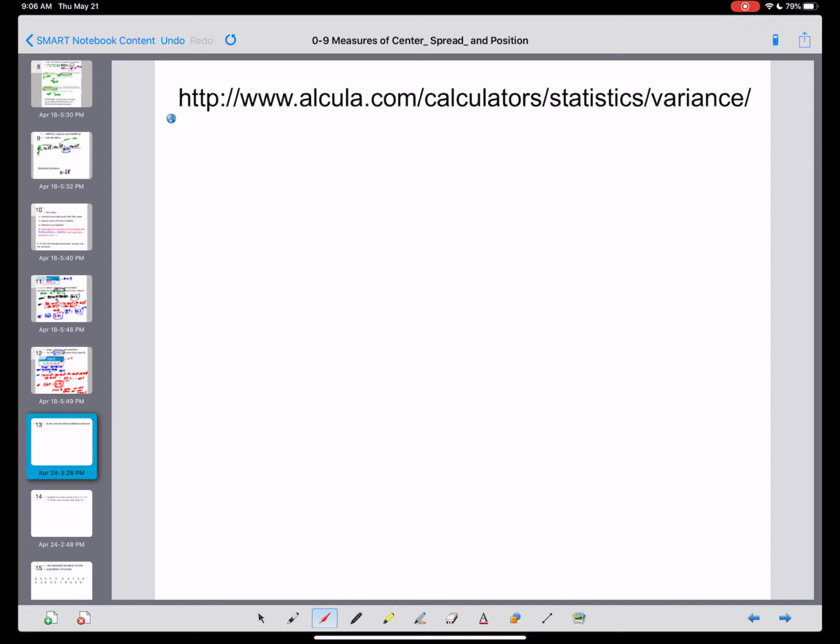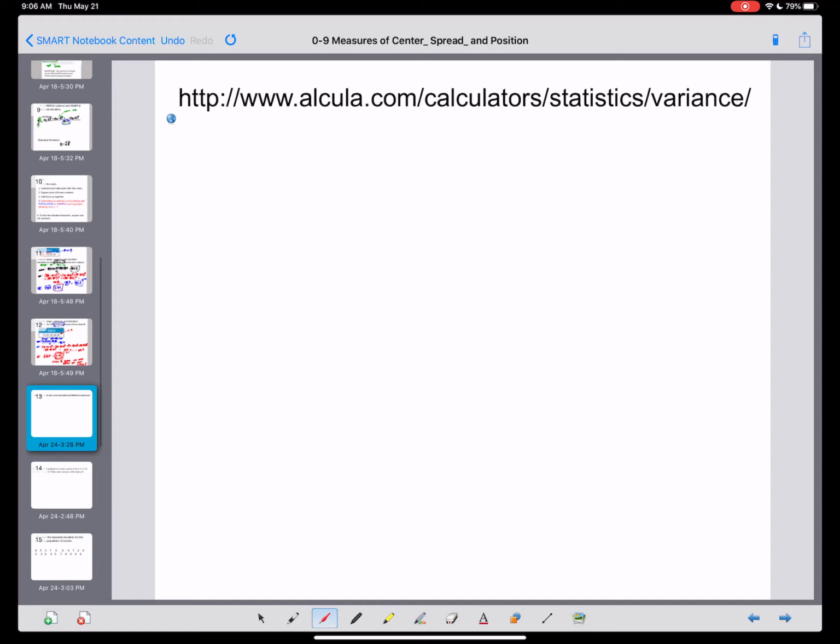All right, I would copy this. This is a calculator that you guys can definitely use. It will do your variance and standard deviation for you, or variance at least. So I would definitely copy this down. I will post a link; there will be a link online for it. But I'm going to show you guys how to do this real quick.